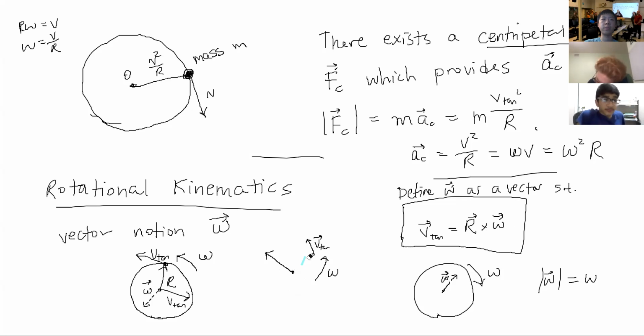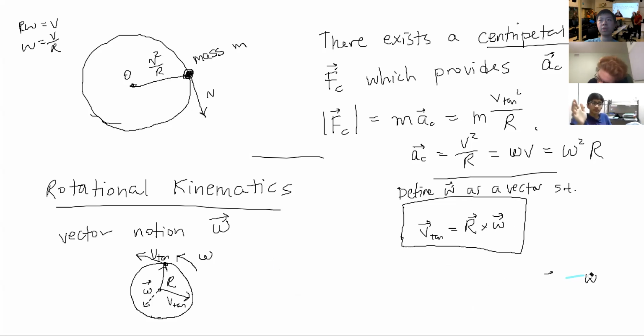So then, let's think about it. The wheel is rotating this way, right? So this is r, and this is v tangential, right? Then I'm gonna move v tangential to the middle. And we know that r cross omega is equal to v tangential, right? So this means that omega is gonna point this way.